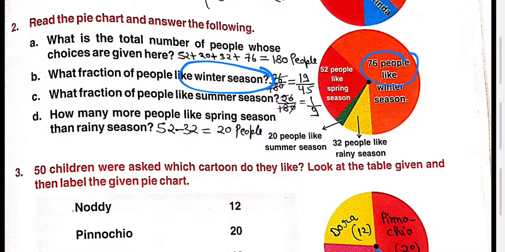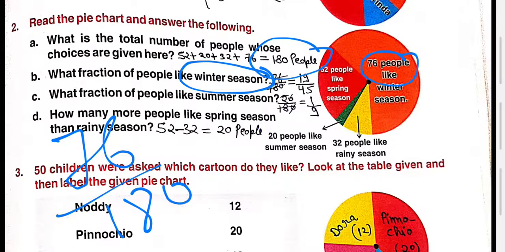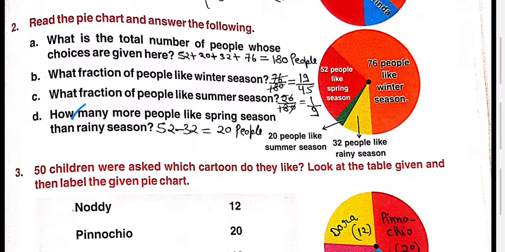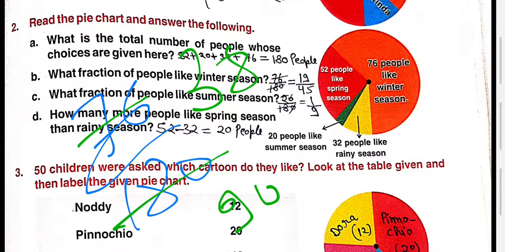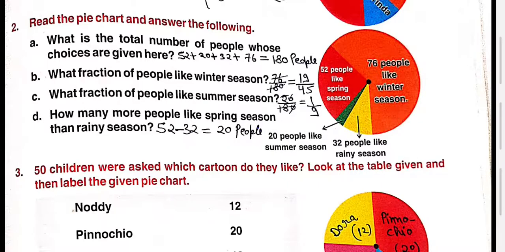So just write: the winter value is what? 76. And what is the total value? 180. So when you find the fraction, how will you write? Write the winter value in the upper part, and in the lower part you have to write the total. So divide 76 by 180. 2 2s are 4, 2 3s are 6, 2 8s are 16, and 2 9s are 18, 0 as it is. Now again you divide by 2: 2 4s are 8, 2 5s are 10, 2 1s are 2, 2 9s are 18. So your answer is 19 upon 45.